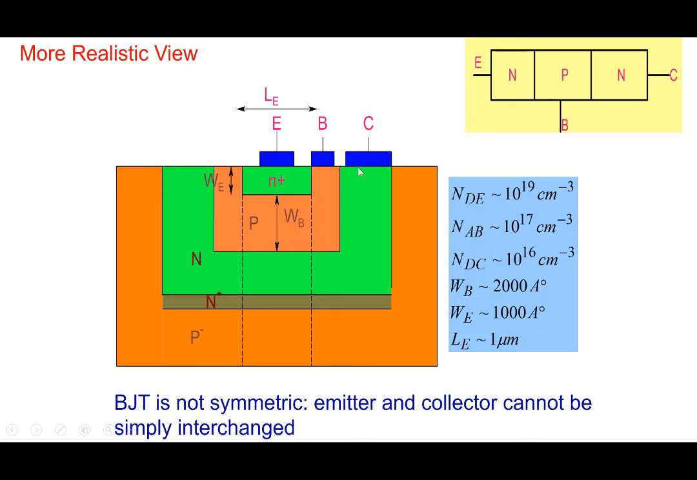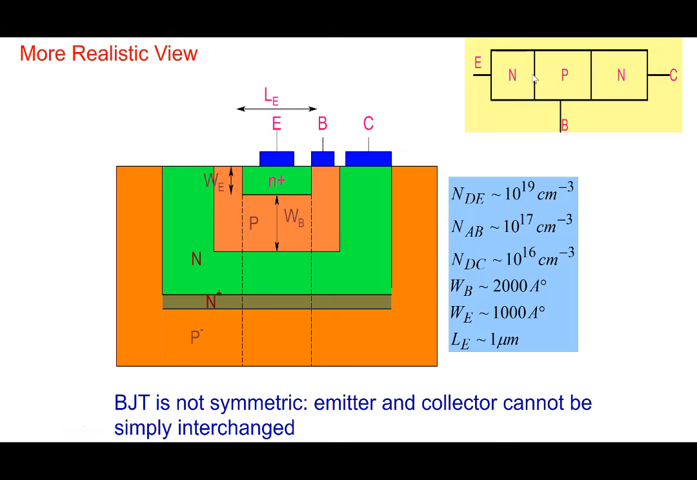Also note that when we see a structure like this and when we write NPN, it seems that the bipolar transistor is symmetric, that I can change emitter and collector. But when you see from here, you note that the emitter is much more heavily doped N plus as compared to the collector. So the transistor is not symmetrical. And note that the emitter region is over here. The collector is a much larger region that you see here. Okay, so the two are not reversible.